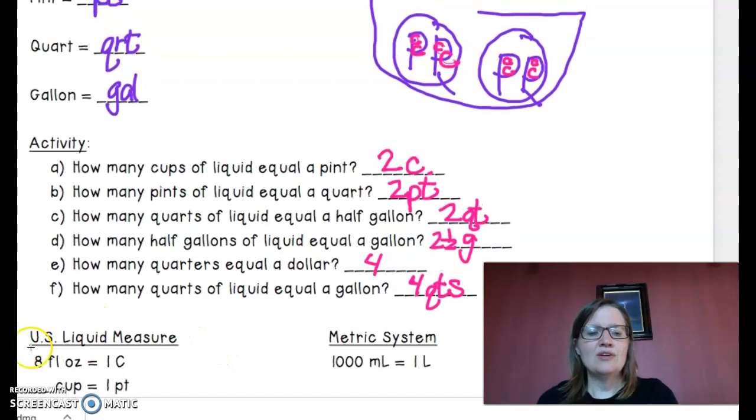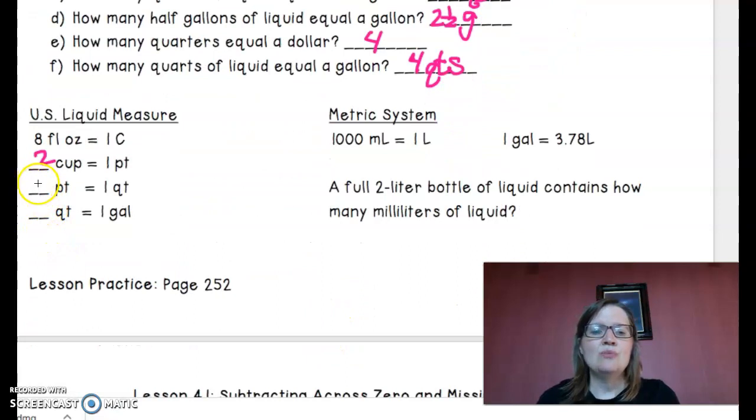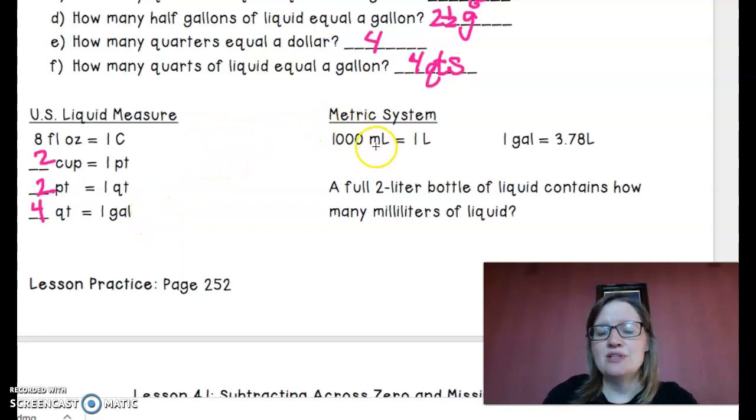Here are our facts: 8 fluid ounces equals 1 cup, and 2 cups equals 1 pint. We also need to say 2 pints equals 1 quart, and 4 quarts equals 1 gallon. We also need to look at the metric system.